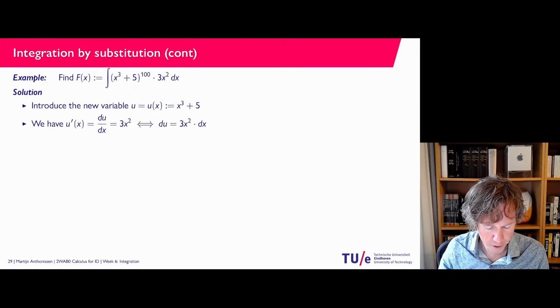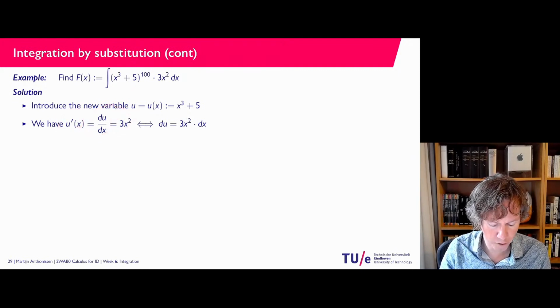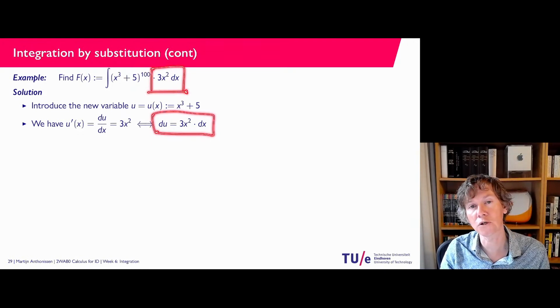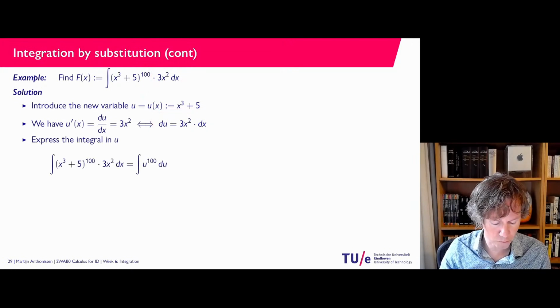So now I'm giving you that this is apparently a suitable choice, then u prime, or du dx, is 3x squared. So we find that du is 3x squared dx, and a little miracle, this was in the original integral. So if we now write the original integral in terms of u, then the first factor becomes u to the power 100. 3x squared dx is apparently the same as du.